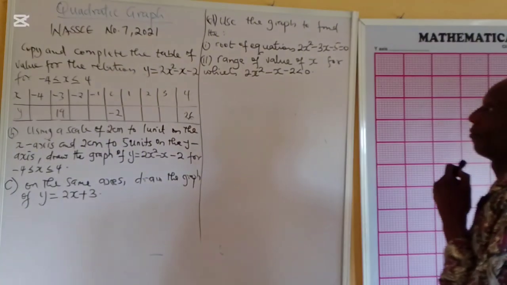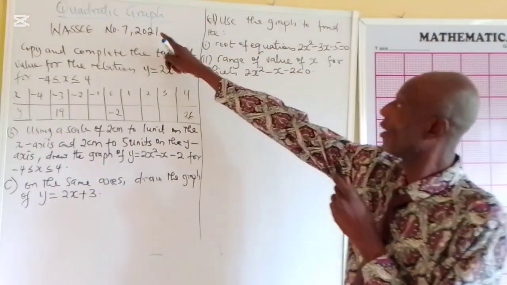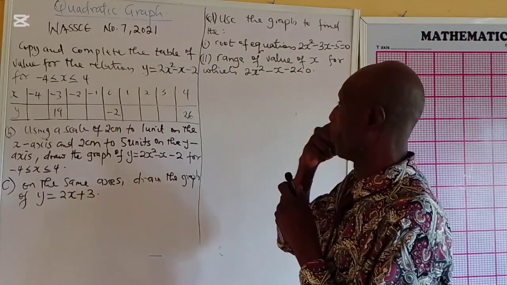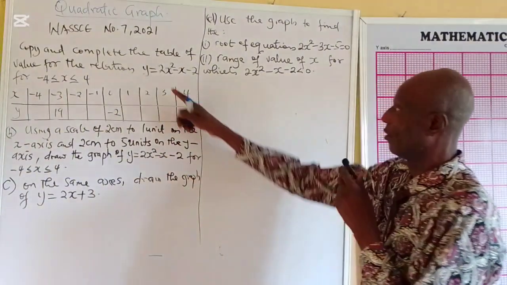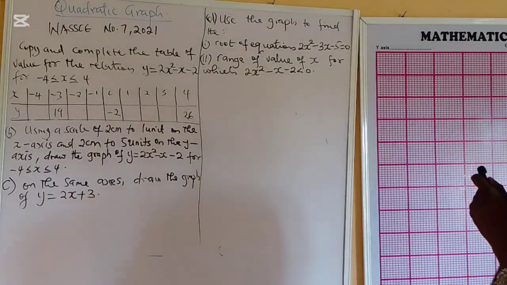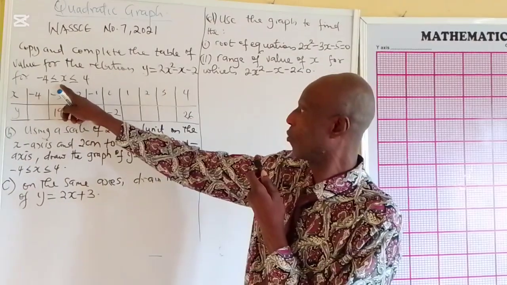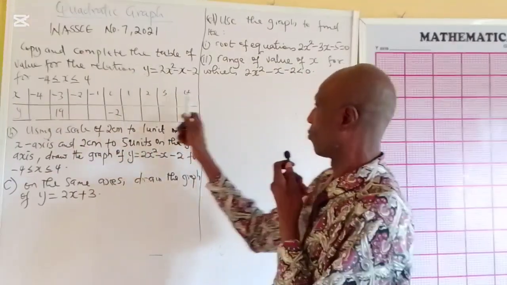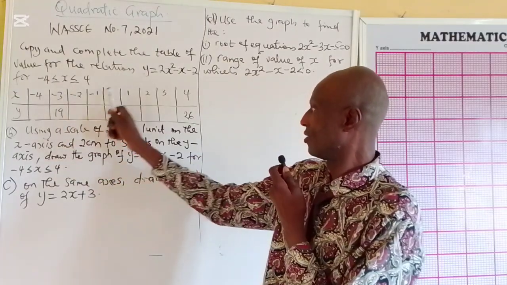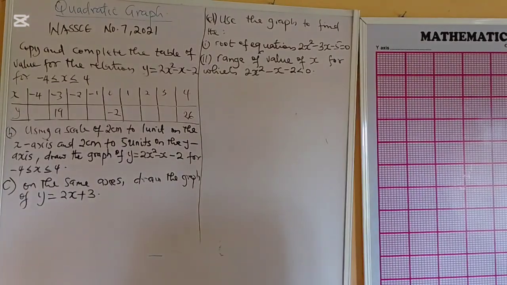I just said with one graph, a quadratic graph of a particular year, a particular WAEC question. Now, this is question number 7, 2021. Copy and complete the table of values for the relation y is equal to 2x squared minus x minus 2 for minus 4 less than or equal to x less than or equal to 4. In the table, from minus 4 to plus 4, minus 3 is 19, 0 is minus 2, 4 is 26, and we are asked to copy and complete the table.